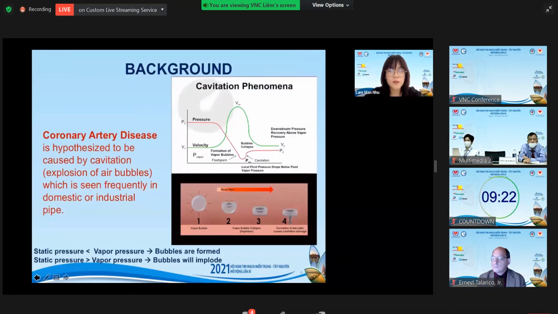Our hypothesis is based on the observation of damage caused by air bubble rupture in domestic and industrial pipes. This is also called the cavitation phenomenon. Basically, the mechanism is that when the static pressure is less than the phase pressure, bubbles are formed. In contrast, when the static pressure is higher than the phase pressure, the bubbles will implode.